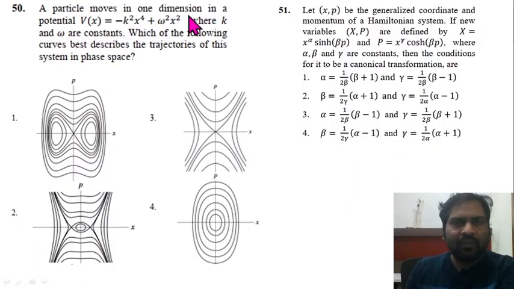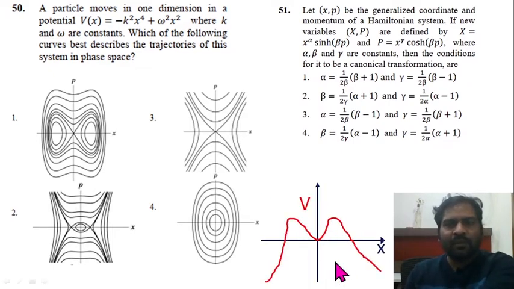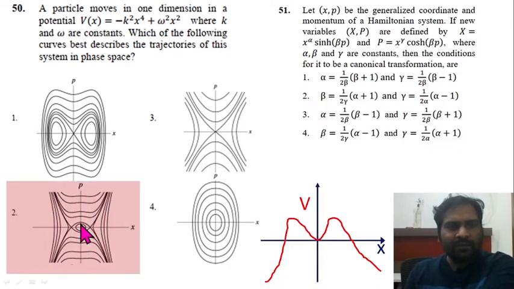A particle moves in one dimension in a potential V(x) equal to minus k square x raised to power 4 plus omega square x square, where k and omega are constant. Which of the following curves best describe the trajectory of this system in the phase space? Potential is given of this type, and for your phase space trajectory, option 2 is correct.